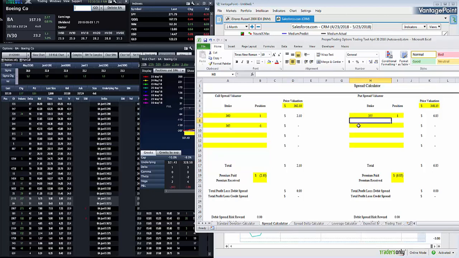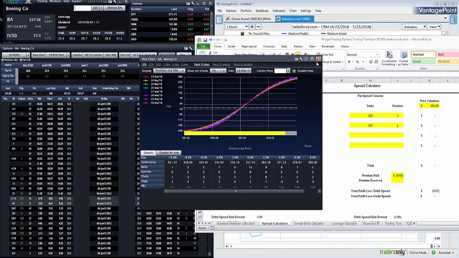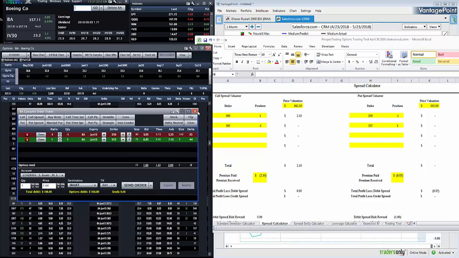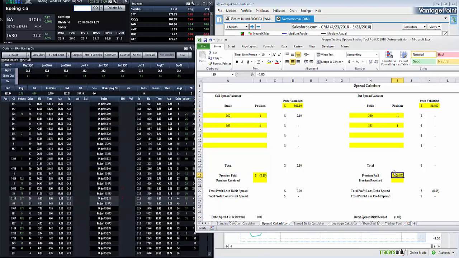Put spread break even, same thing. If we do a 350, 355 put spread, long this and short this, that's going to trade for about $1.80. So for $1.80, $1.80, Mike.